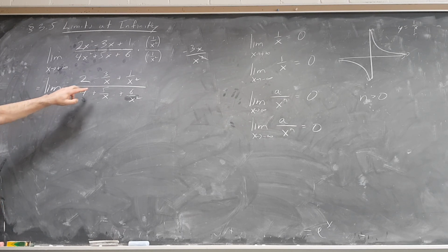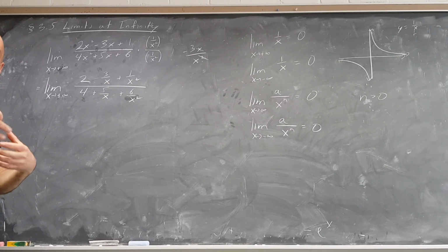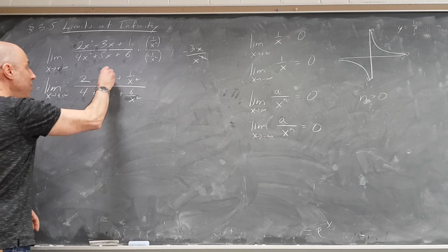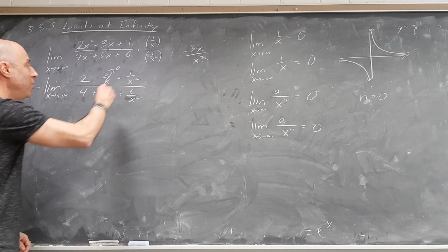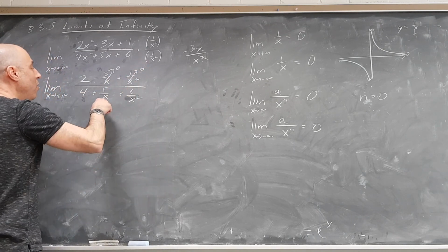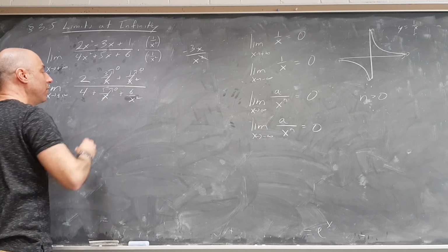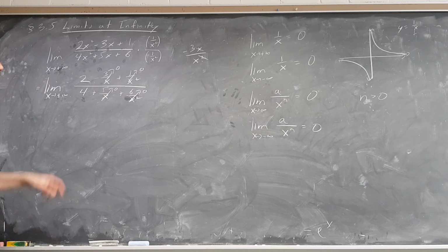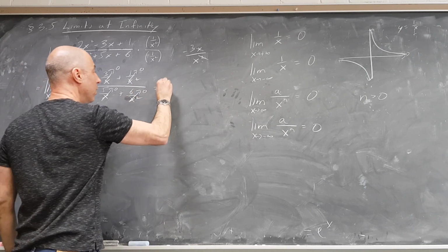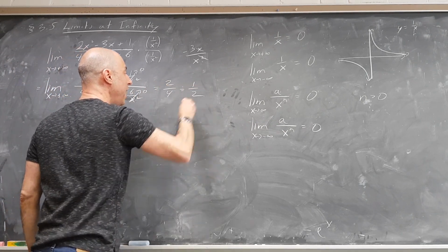As x gets very big and positive, what happens to 3 over x? If you take 3 and divide by a larger and larger and larger number, that goes to 0. As x gets very big and positive, you take 1 over x squared, a larger and larger and larger number on the bottom, that's going to 0. Likewise, this is going to 0. And this is going to 0. All 4 of these are going to 0. You're left with 2 over 4, or 1/2.